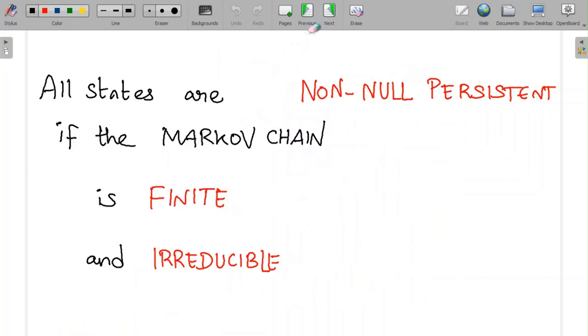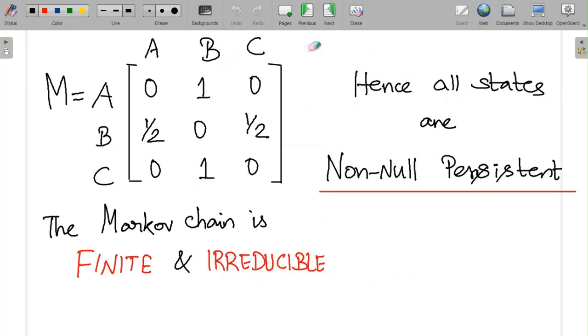The next classification is about the states of a Markov chain when we call them non-null persistent. All states are non-null persistent in the Markov chain if the Markov chain is finite and irreducible. For example, we consider this Markov chain. This state is definitely finite because there are only a finite number of states here. And we already showed a few slides back that every state can communicate with every other state here. So the entire Markov chain is irreducible and therefore all of its states are non-null persistent.